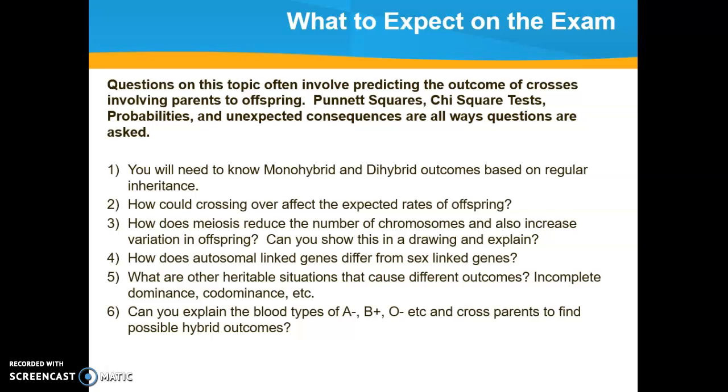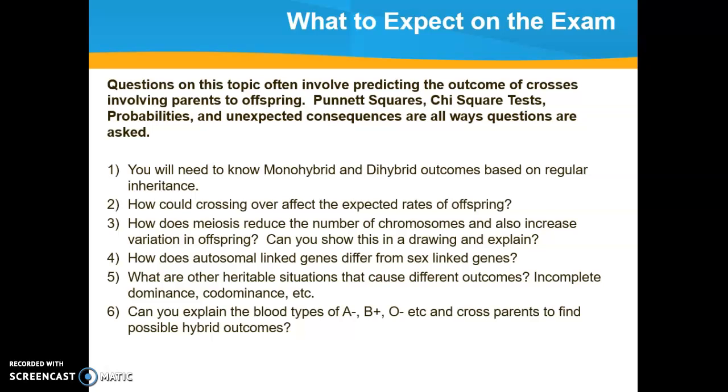So knowing monohybrid and dihybrid basic outcomes. So think a 1-to-1 ratio or a 3-to-1 ratio in a monohybrid cross. And then in the dihybrid cross, we looked at a typical ratio of 9-to-3-to-3-to-1, right? Think of that corn lab that we did where I had you counting corn for days. So we'll look at some practice questions like that in this video.